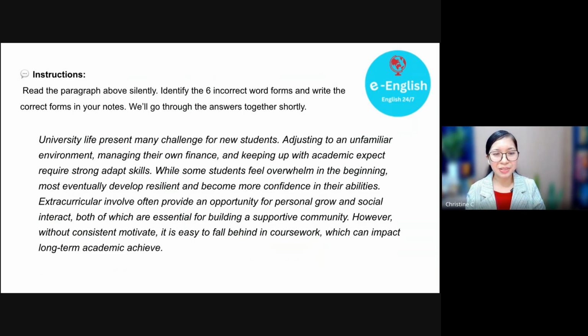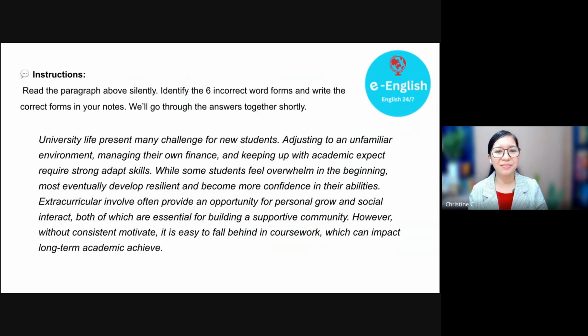So here you can see a paragraph. Please read the paragraph silently. Go over it and identify at least 6 incorrect word forms. There are more than 6, but if you can identify 6 or less, yeah, that would be great. You can type it in the chat, and later we'll go over the correct answers, okay?